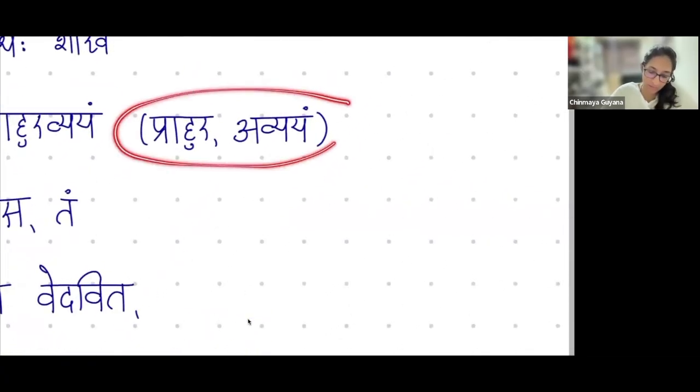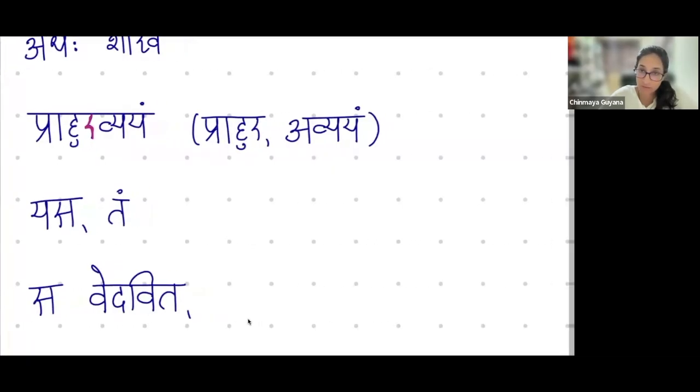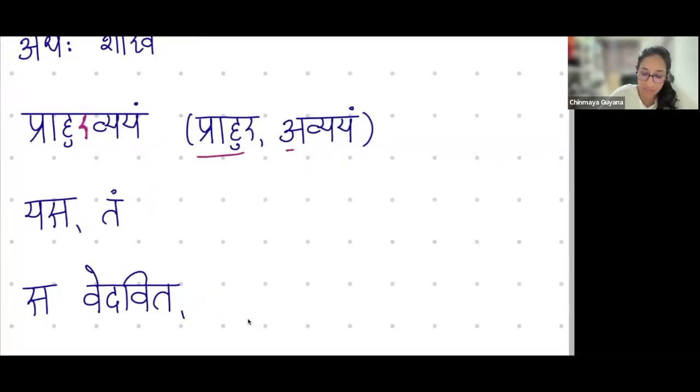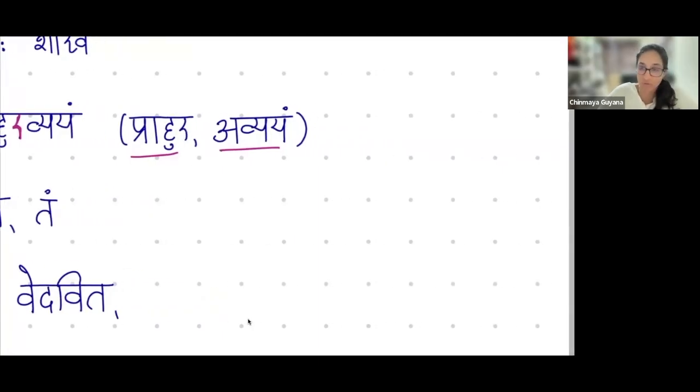Breaking sandhis. So let's take this example from your homework. The 2 words are prahur avyayam. And I broke it over here so you could see it clearly. What I'll do is I'll write all the sandhis in a different color so you can look for them. Prahuravyayam. So what is the original word? This is only to help first time for you to see it separate.